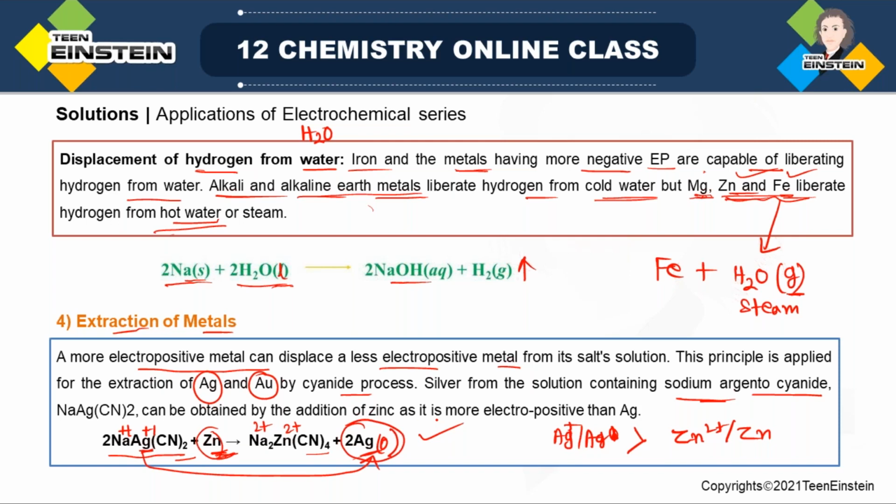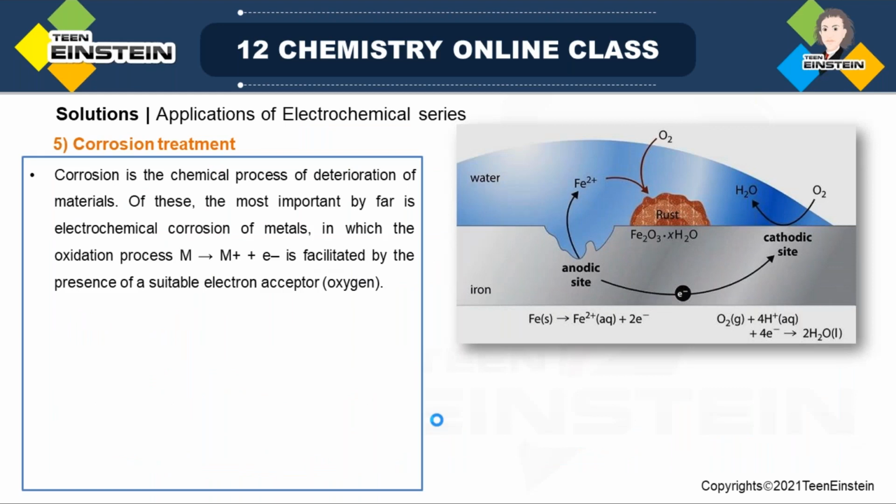This is number 4 application. The next application is very important, which is corrosion treatment. So for corrosion, that is to prevent corrosion, we can take the help of electrochemical series. But before that, we have to understand what corrosion actually is. It is a very common example in daily life.